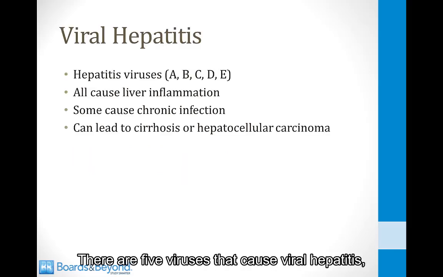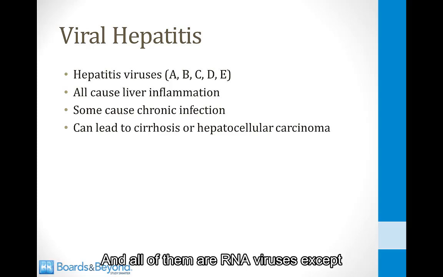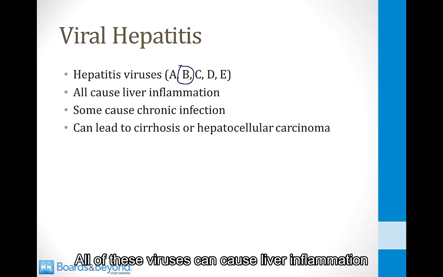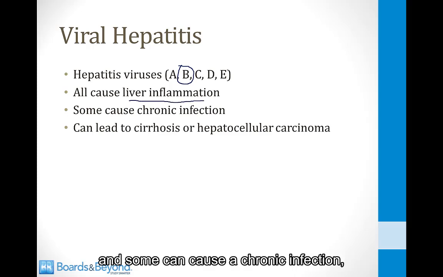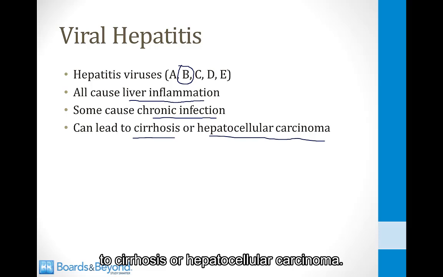There are 5 viruses that cause viral hepatitis, and they're all named by a letter, either A, B, C, D, or E. And all of them are RNA viruses except for hepatitis B, which is a DNA virus. All of these viruses can cause liver inflammation, and some can cause a chronic infection, and chronic infection can potentially lead to cirrhosis or hepatocellular carcinoma.